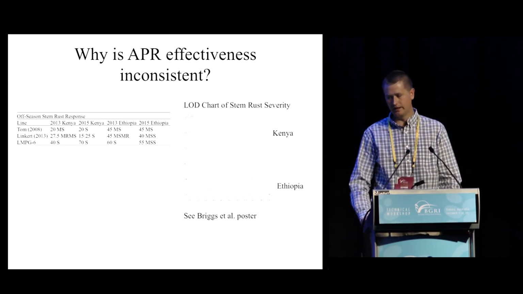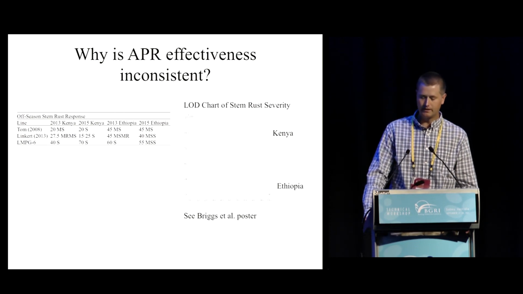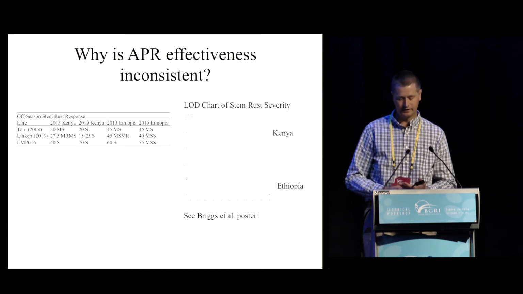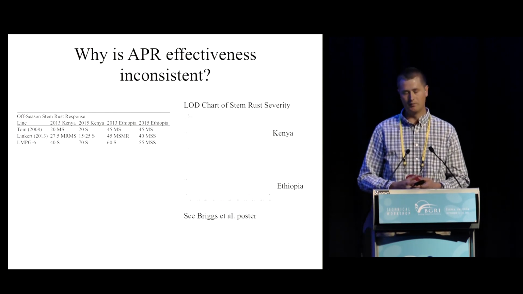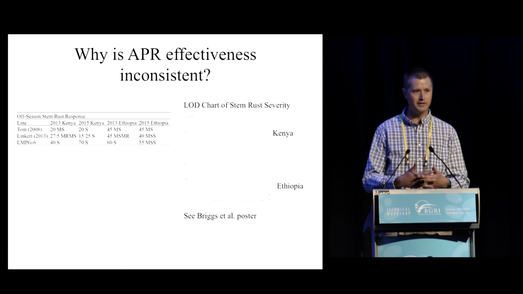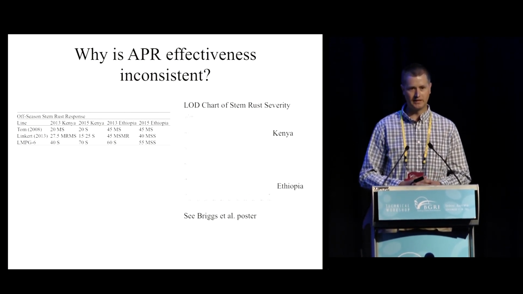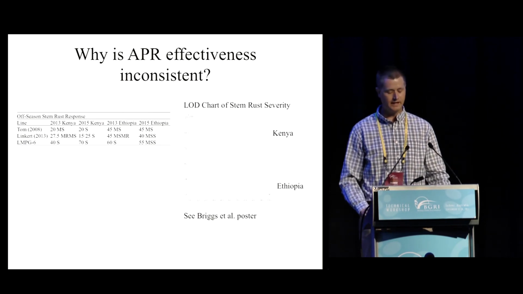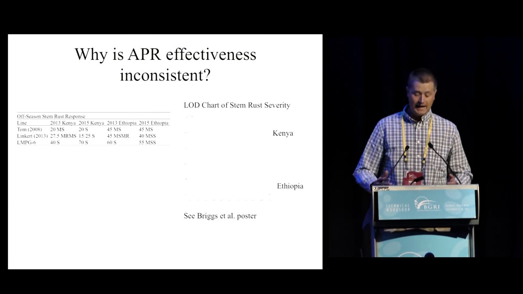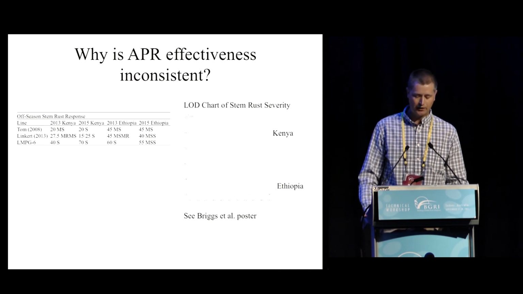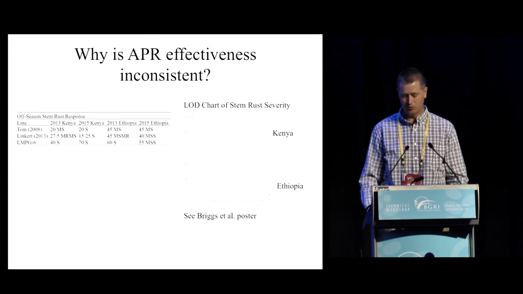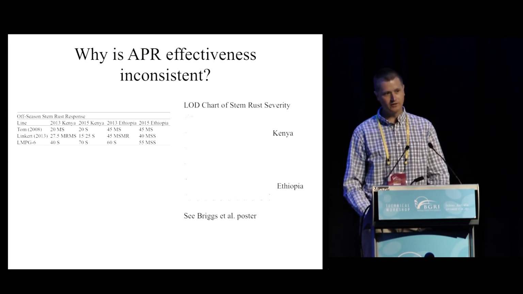Similarly, you can see an LOD chart to the right of that table showing some mapping that Jordan has done in one of his populations of adult plant resistance. And there's a very strong LOD peak on a chromosome for data from Kenya, but not from data from Ethiopia. So also another hint that maybe APR isn't as consistent as we might think it theoretically should be. This gives you the framework of the observations that we had going into this study.